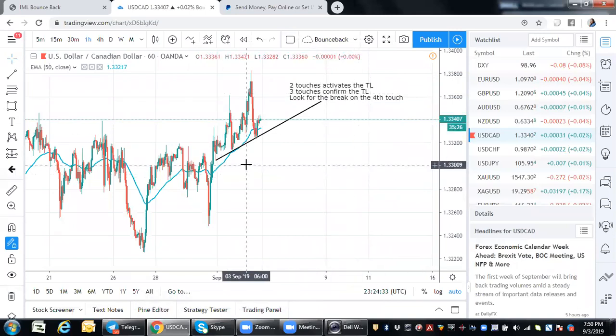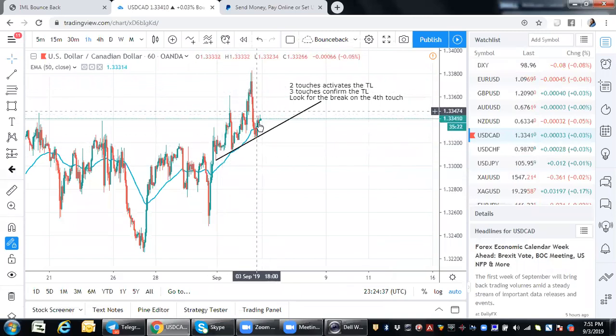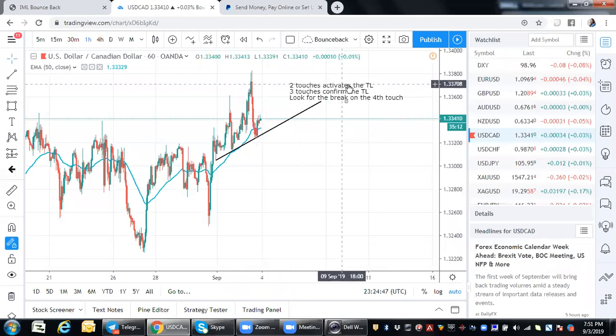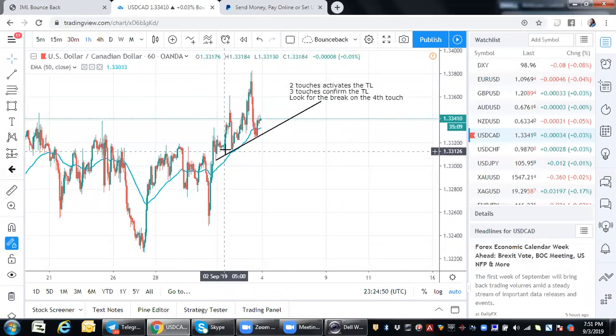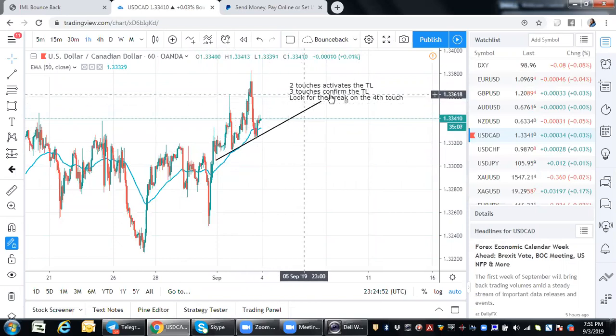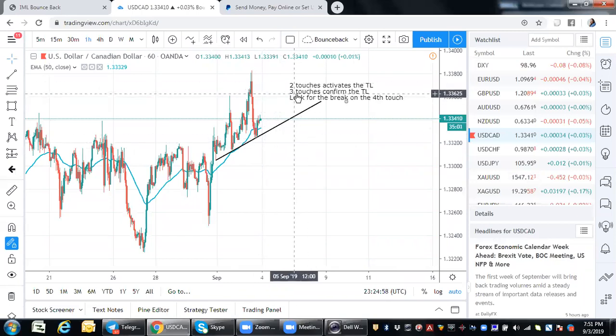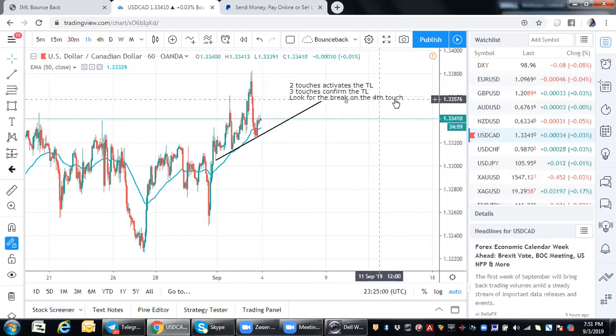And it lines up beautifully with this pattern. Left shoulder, head, we're now forming the right shoulder, right? But on the trend line itself, we have 1 touch, 2 touches, 3 touches. What do we have here? 2 touches activate the trend line, 3 touches confirm the trend line, so we definitely have a confirmed trend line. Look for the break on the 4th touch, which will line up with this pattern.